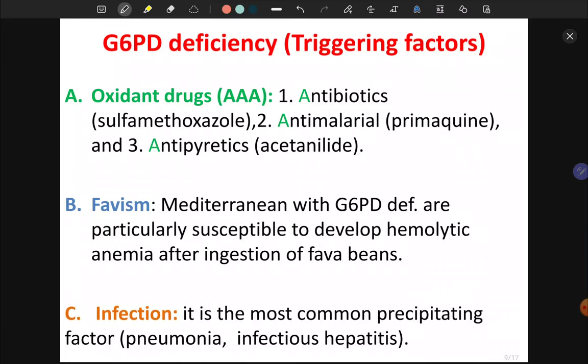So G6PD deficiency triggering factors are oxidant drugs and antibiotics. Certain types of antibiotics can increase the reactive oxygen species and can make G6PD deficiency symptomatic. Also anti-malarial drugs and some antipyretics. Also, favism: Mediterranean people with G6PD deficiency are particularly susceptible to developing hemolytic anemia after ingestion of fava beans.